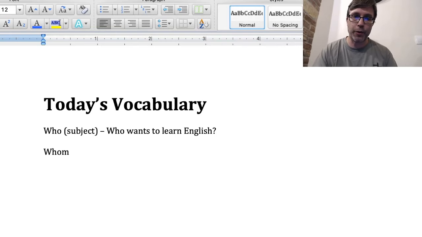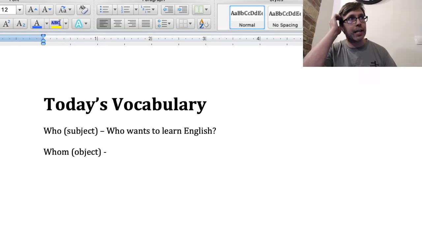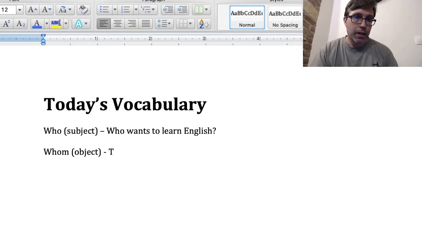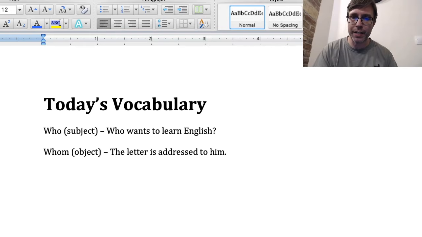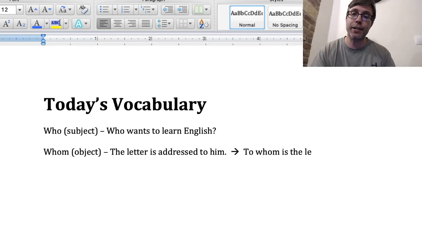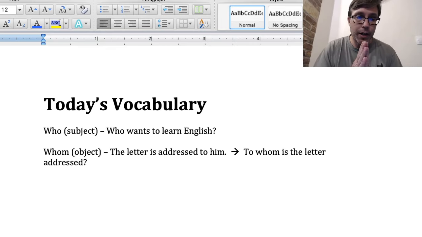Whom is really referring more to the object. So, for example, if I said the letter is addressed to him. All right. If I want to turn that into a question, because him is the object of the sentence, that is when you might hear somebody say, to whom is the letter addressed? All right. That is when you would use whom, when you're referring to a pronoun that would be the object of the sentence.